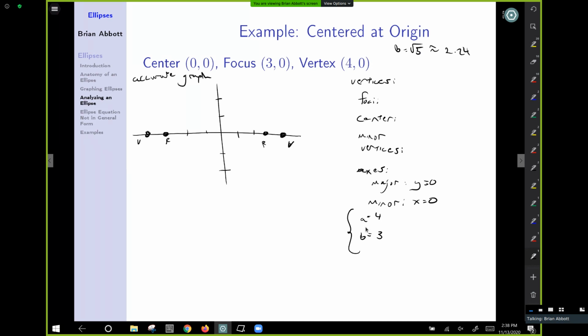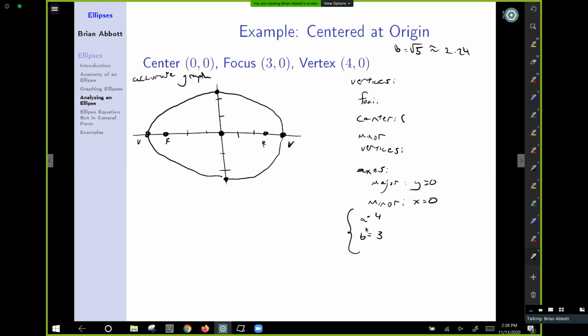So we're going to go from our center at 0, 0, which we'll put in 2.24 up, 1, 2.24, a little above 2 there, and a little below 2 in the negative direction. And there we are. So now you have enough information to draw a reasonably accurate ellipse here. And from there, we can just look at our picture and start identifying the key points. I'm going to do all the easy ones and then do the hard ones.